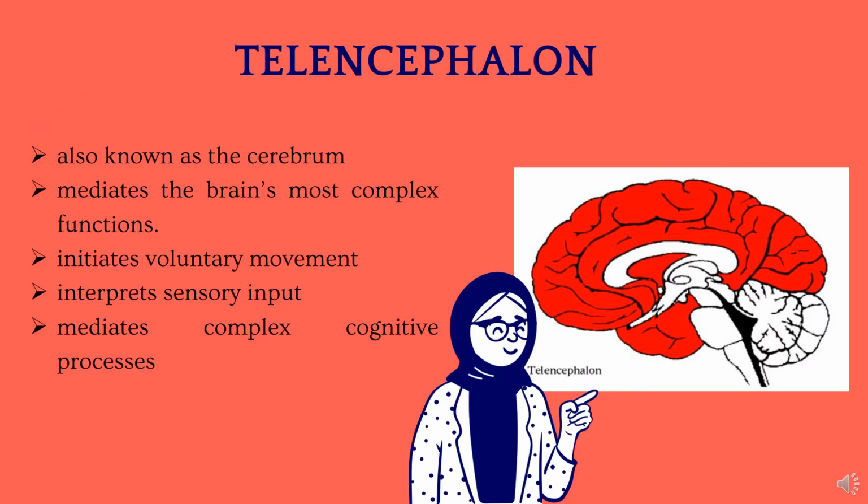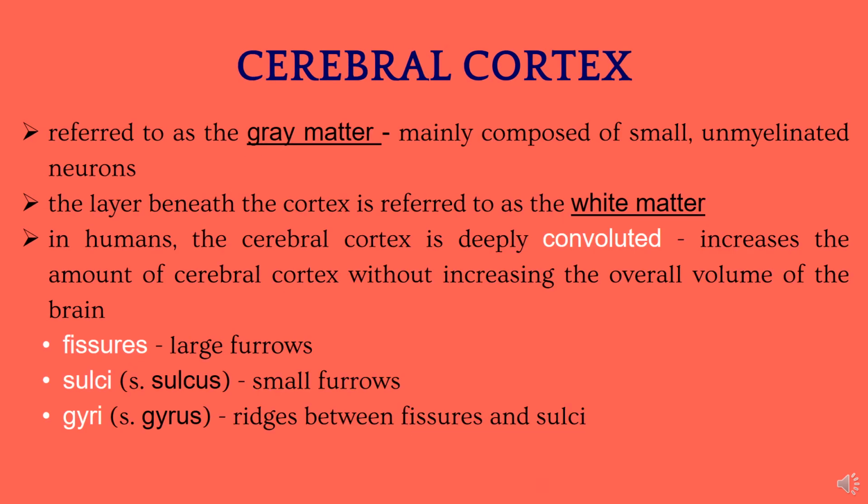The telencephalon, also known as the cerebrum, is the largest division of the human brain, which mediates the brain's most complex functions. It initiates voluntary movement, interprets sensory input, and mediates complex cognitive processes such as learning, speaking, and problem-solving. The cerebral hemispheres are covered by a layer of tissue called cerebral cortex, which is mainly composed of small unmyelinated neurons and is often referred to as the gray matter. In contrast, the layer beneath the cortex is mainly composed of large myelinated axons, often referred to as the white matter.